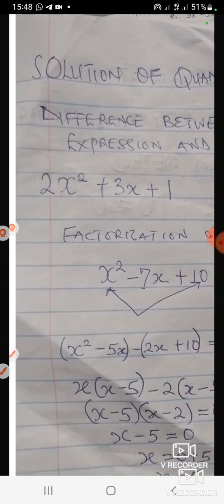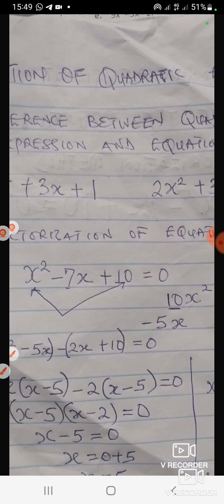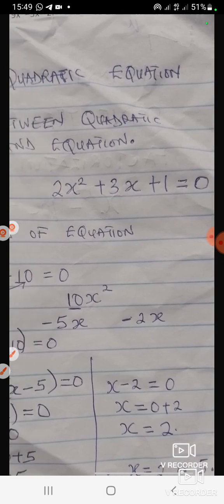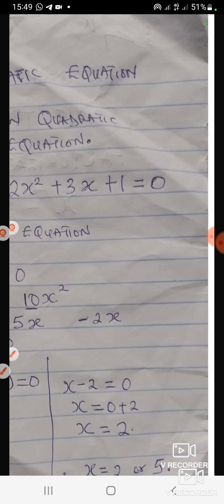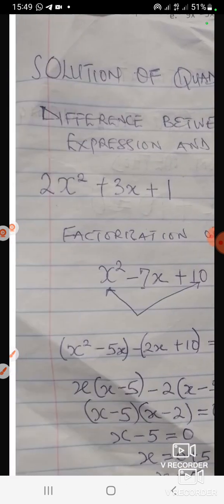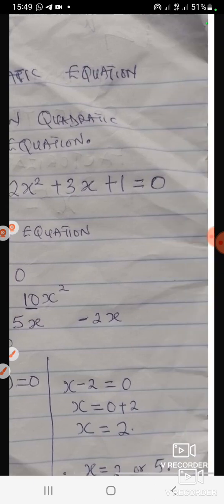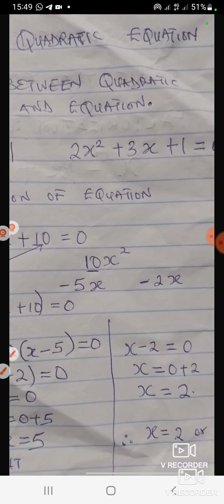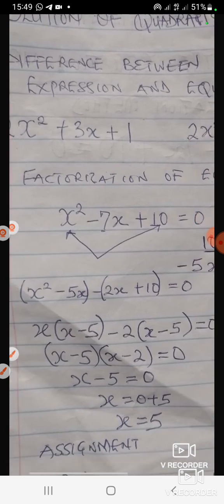Now the first one is without equal to 0. It's just 2x squared plus 3x plus 1. While the second one, you can see you have 2x squared plus 3x plus 1 equal to 0. And because it's equal to 0, that makes it an equation. The one without 0 is an expression. So quadratic expression without equal to 0, quadratic equation with equal to 0. Now factorization of equation.